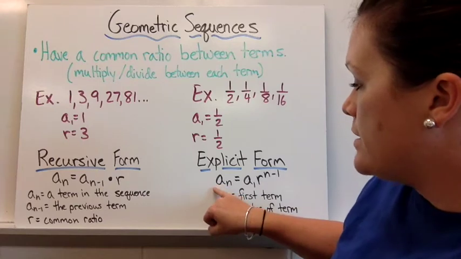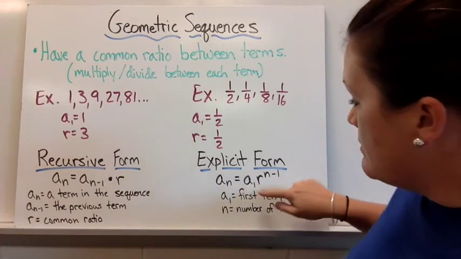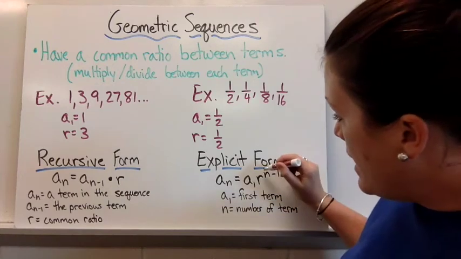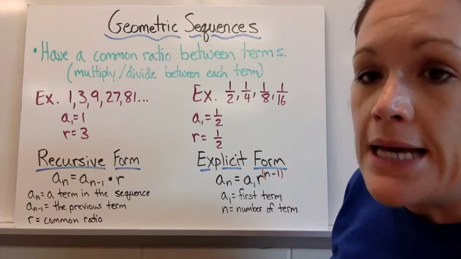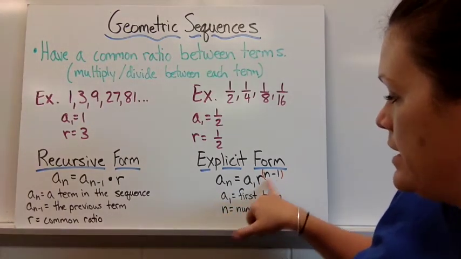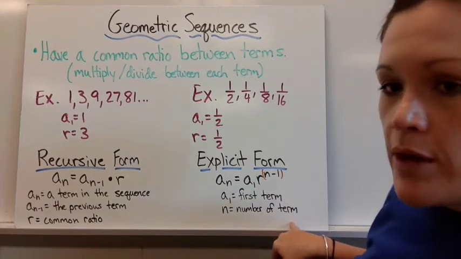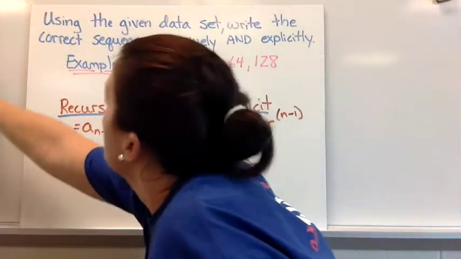Explicit form helps us find any term we need. So a sub n is equal to a sub 1, the first term, times the ratio, and then in the exponent you have n minus 1. So that is an exponent. So a sub 1 is the first term, and this little n is the number of the term that we're looking for. Let's look at an example of this type.